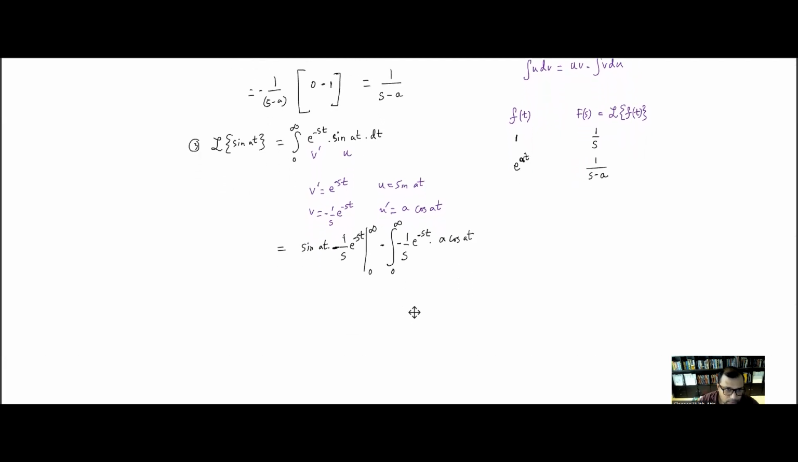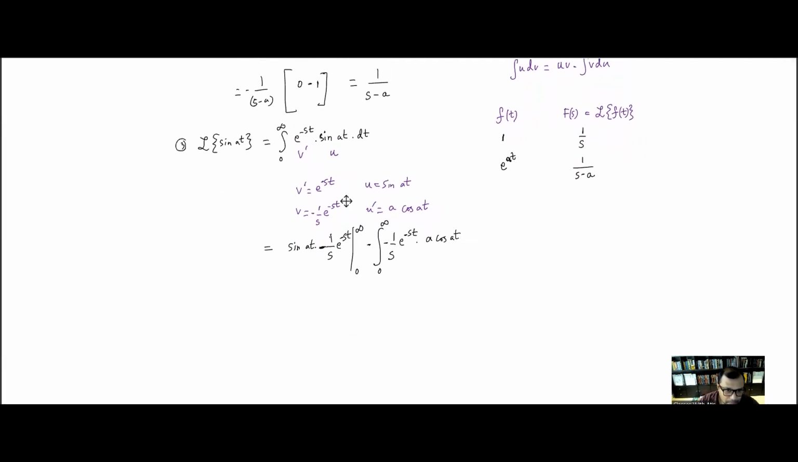It looks like we just solved this, but then we are left with a bigger problem here. But you will soon see that we can simplify it pretty easily. Okay, but let's evaluate this term. Now, sine of at when t tends to infinity, this will be a value between -1 and 1.